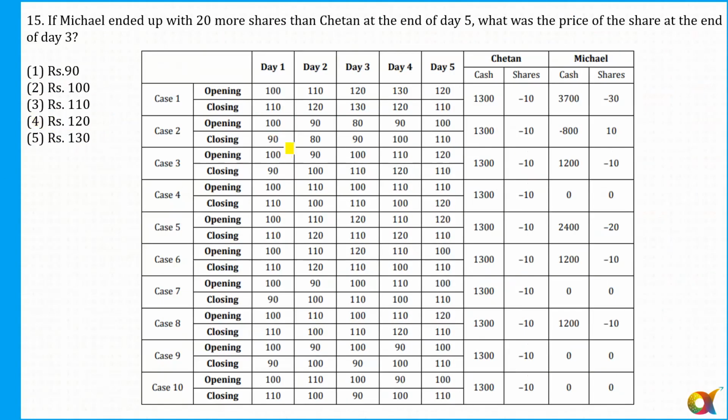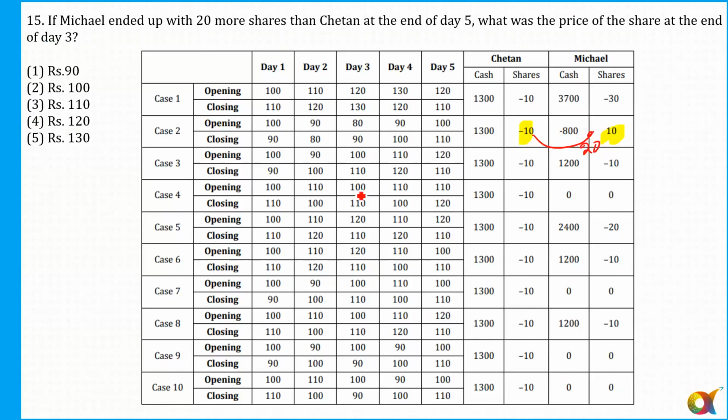If Michael ended up with 20 more shares than Chetan at the end of day 5, then for Chetan it is a reduction of minus 10 on all the days. I think this is the case, case number 2. Minus 10, and it means there is a gap of 20. Michael has 20 shares more than Chetan. That is the only possibility. Yes, only case 2 is satisfied.